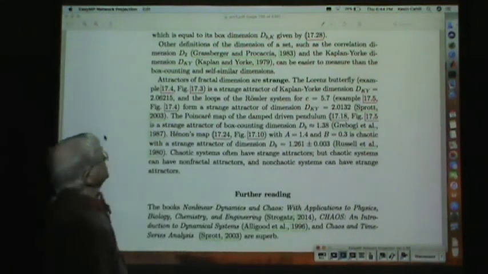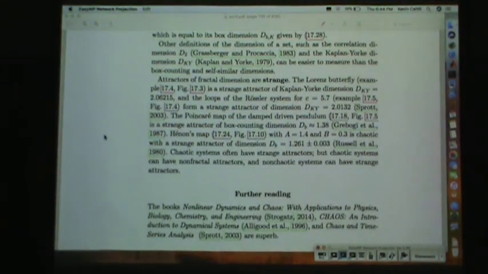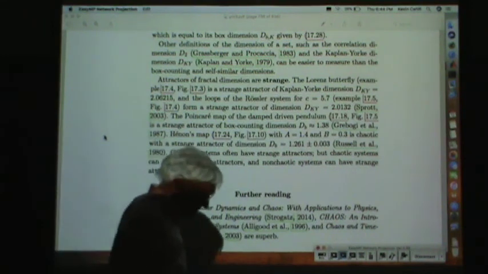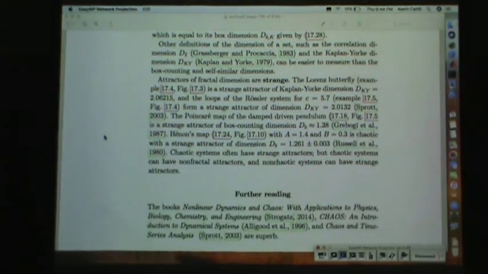There are other dimensions of a set. There's a correlation dimension, there's a Kaplan-Yorke dimension. And the advantage of these is that these are easier to measure in some cases. Obviously, the Hausdorff box counting dimension is pretty straightforward if you're dealing with one-dimensional structures. But you can imagine that more generally you have trouble with that.